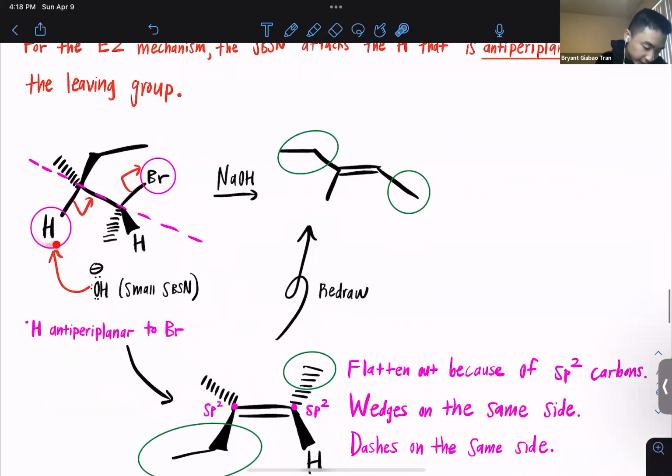So in this case, we see that this hydrogen here is anti-periplanar to the leaving group, where if we use a small strong base, strong nucleophile like hydroxide, then we're able to attack that hydrogen, form the double bond, and then kick off the leaving group.